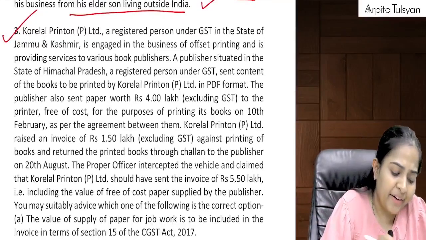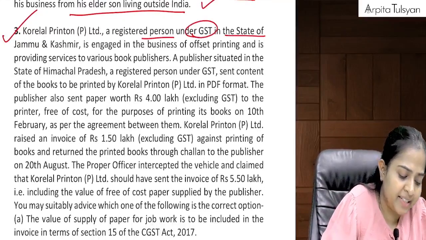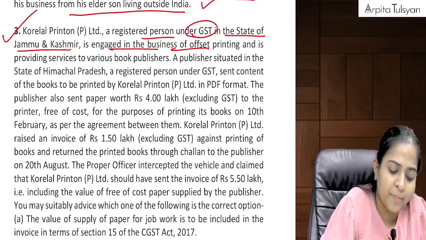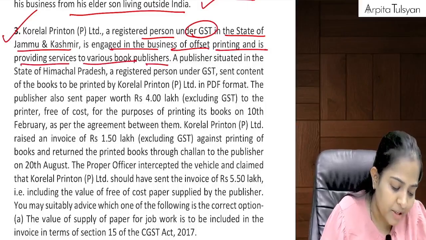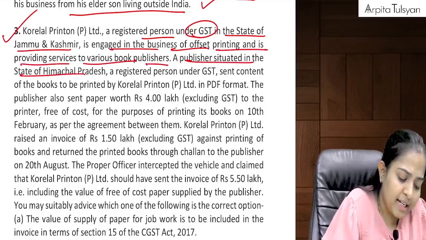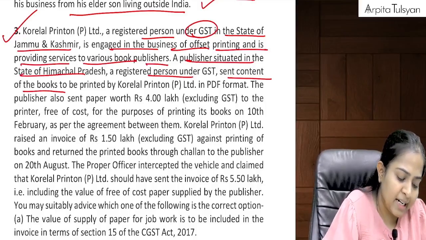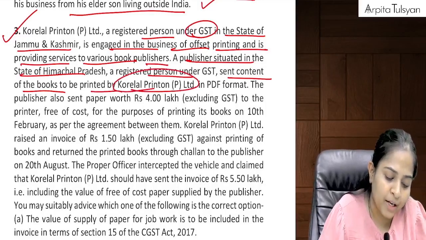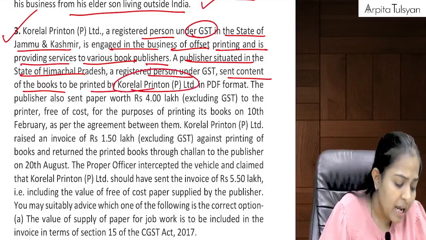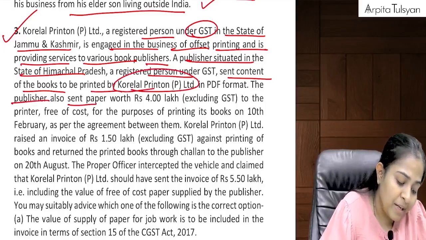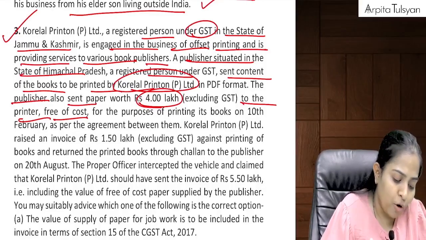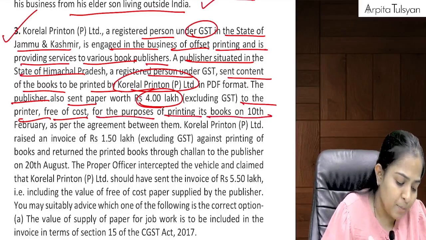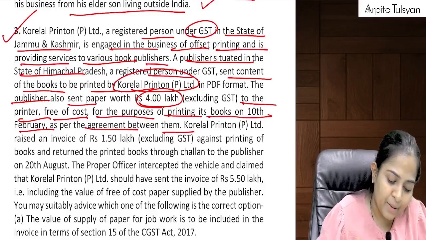Korelal Printon Private Limited, a registered person under GST in the state of Jammu Kashmir, is engaged in the business of offset printing and is providing services to various book publishers. A publisher situated in Himachal Pradesh, registered, sent content of the books to be printed by Korelal Printon Private Limited in PDF format. The publisher also sent paper worth 4 lakh to the printer free of cost for the purpose of printing its books on 10th Feb as per the agreement between them.